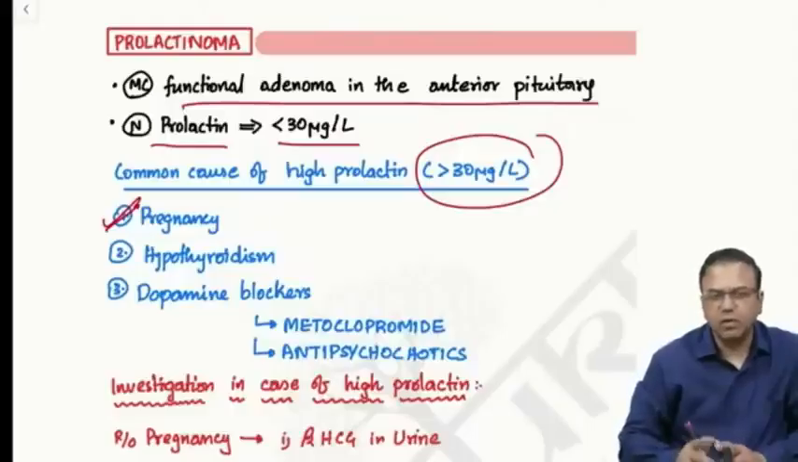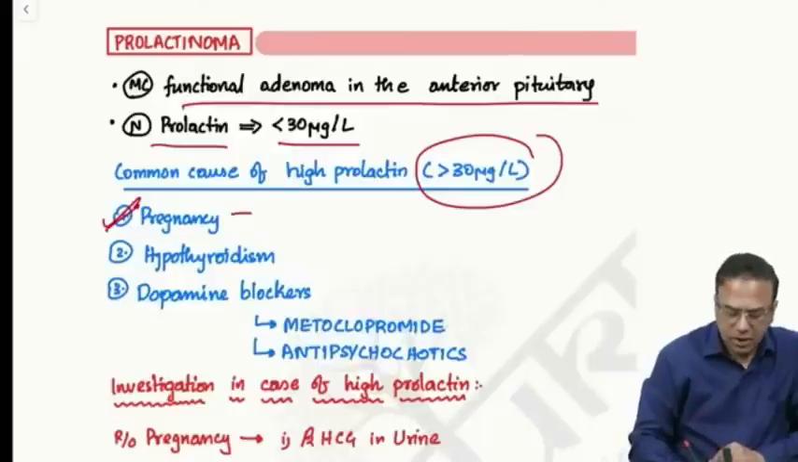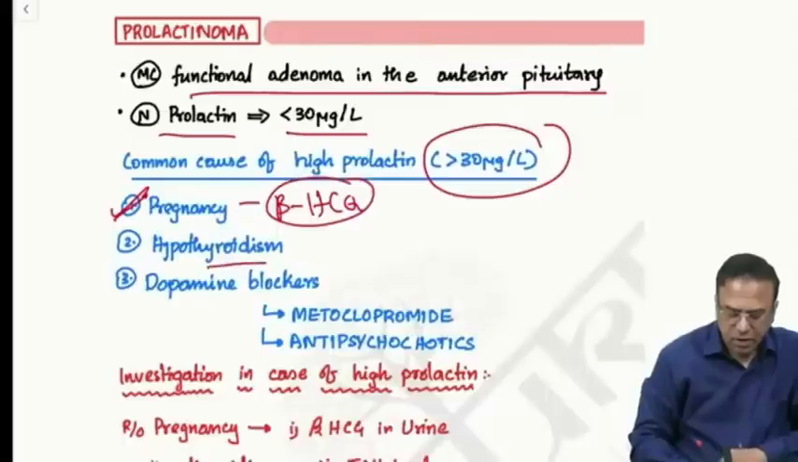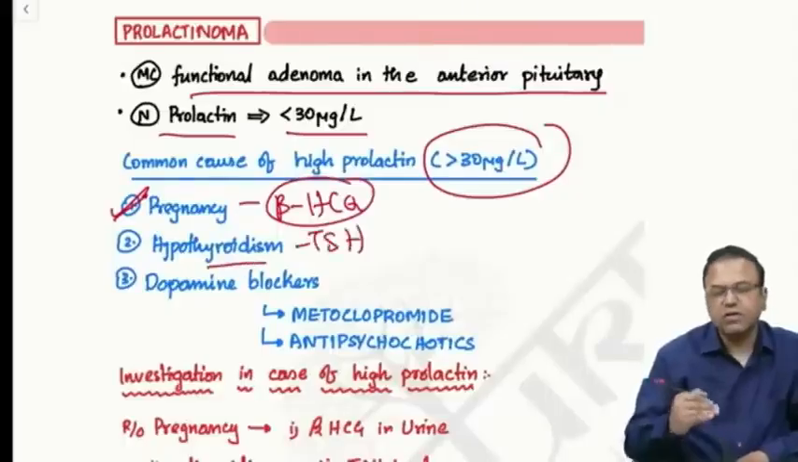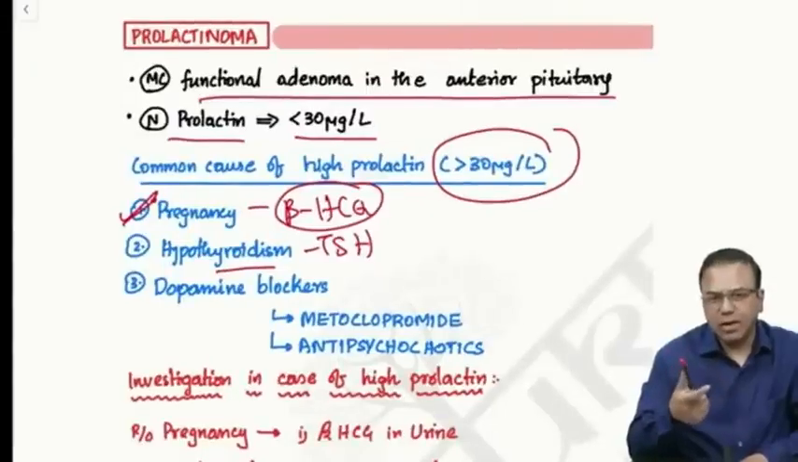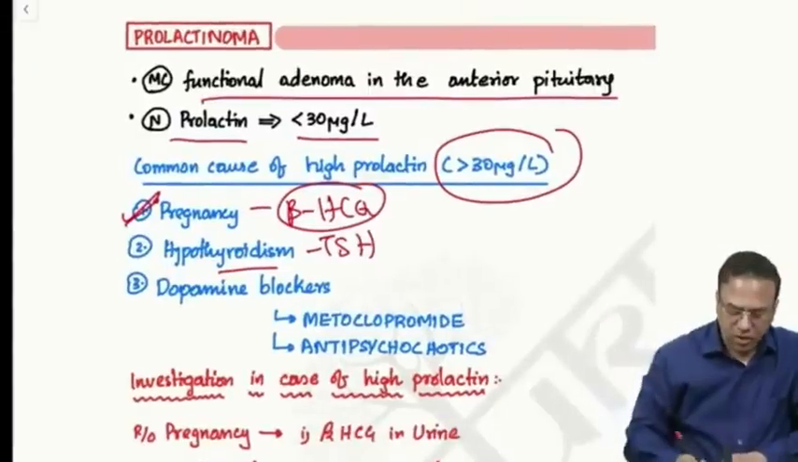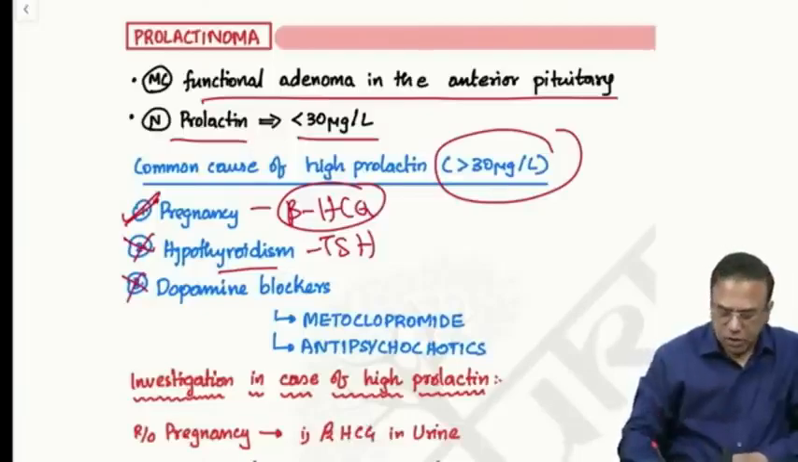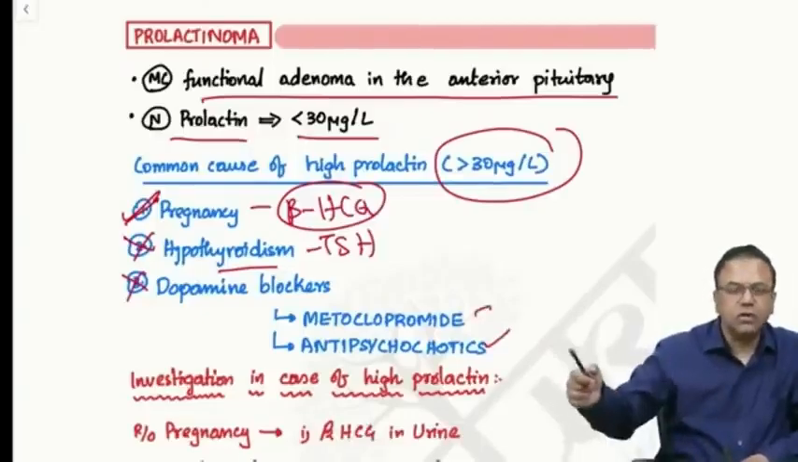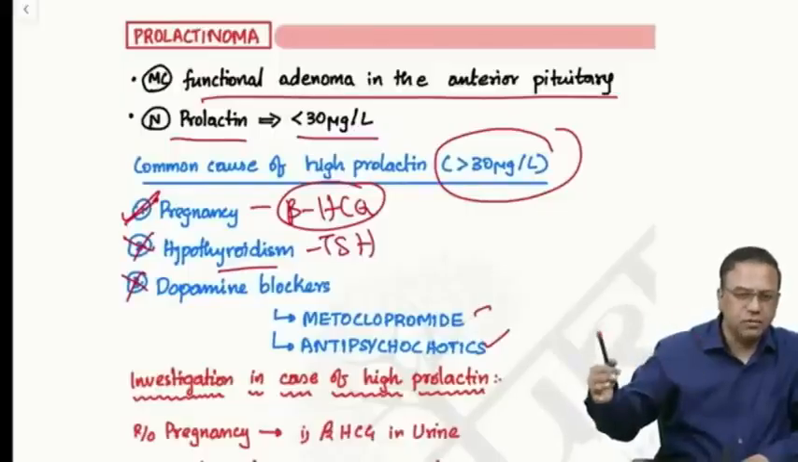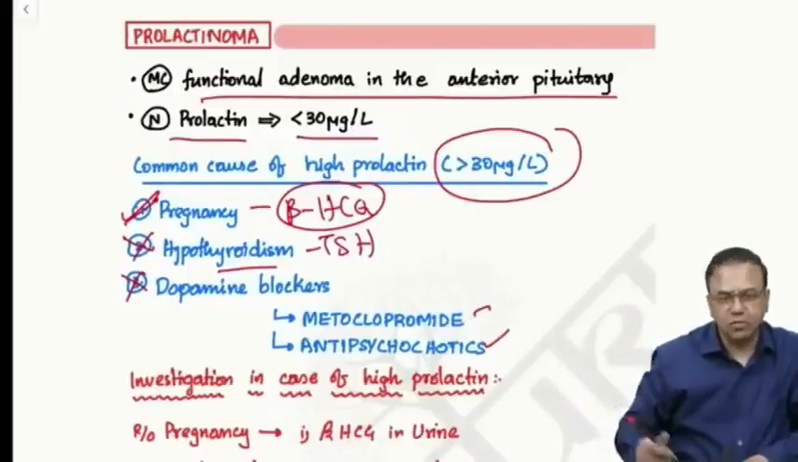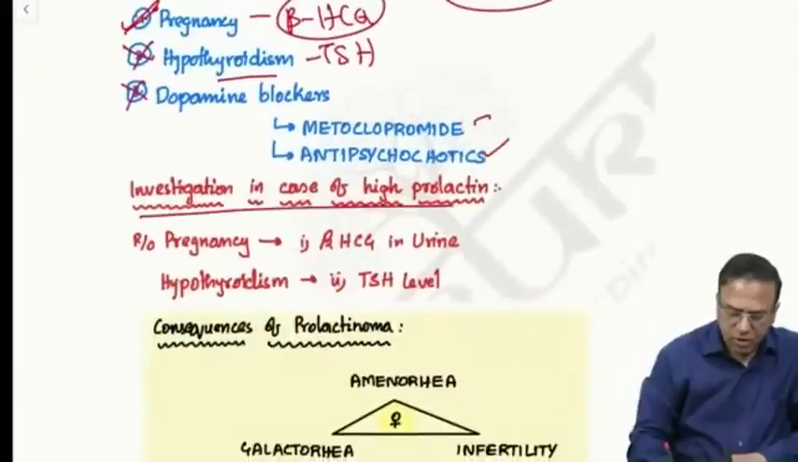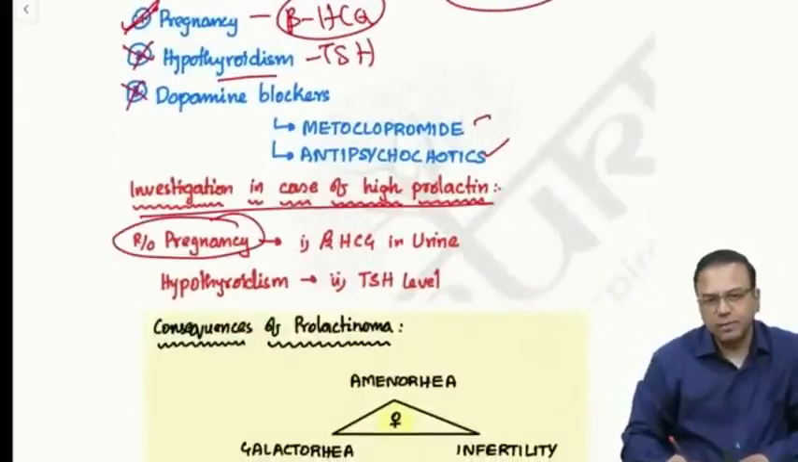They'll tell you a female came with amenorrhea from the past 4 months, she's got some galactorrhea and fatigue, what's the next test? Get a urine beta HCG done, you want to rule out pregnancy. Next is hypothyroidism, get a TSH done. Pregnancy can come with amenorrhea and galactorrhea just like prolactinoma, so unless you rule out these things, you cannot look at prolactinoma. Metoclopramide and antipsychotic drugs also increase prolactin levels because they block dopamine action. So in the investigation of hyperprolactinemia, always rule out pregnancy.